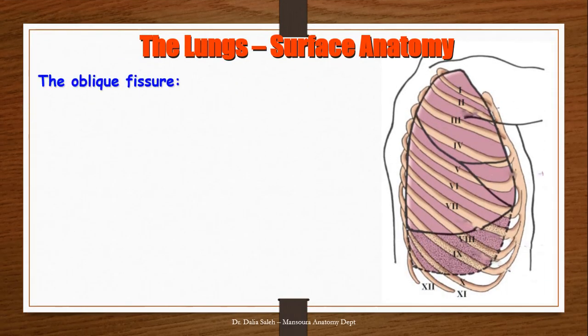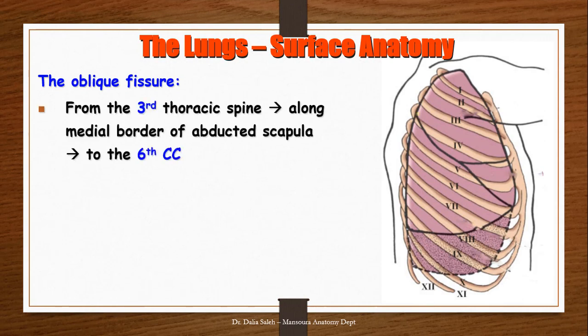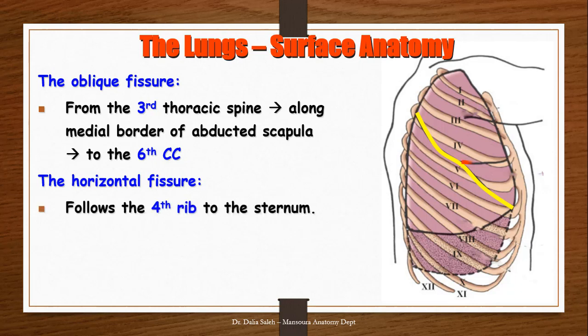We can draw the oblique fissure of the lung as follows. We start from the 3rd thoracic spine along the medial border of the scapula when the scapula is fully abducted till we reach the 6th costal cartilage. While for the horizontal fissure of the right lung, we just follow the 4th rib till the sternum.